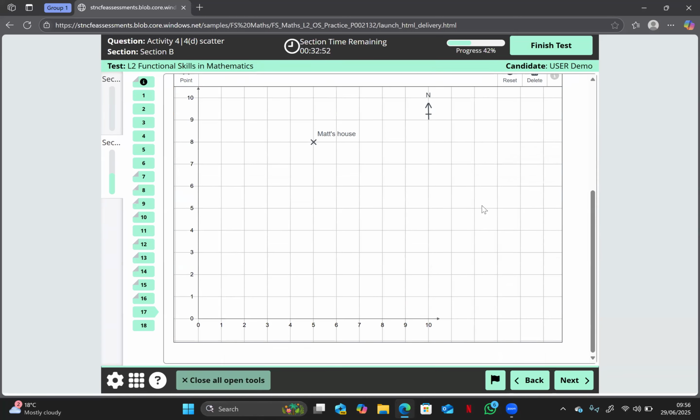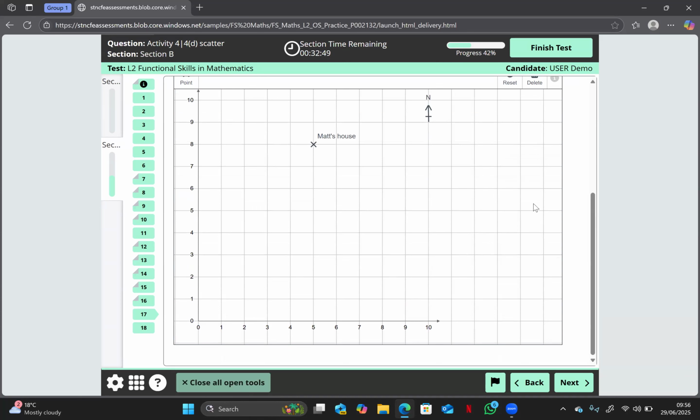So south is going downwards and north is going upwards. Let me just draw that. So south is this way. No, it's 2.5 kilometers. The scale is 1 to 50,000 centimeters. We need to remember 1 cm to 50,000 centimeters. So 1 square is 50,000 centimeters. Now, 50,000 centimeters is 50 kilometers.